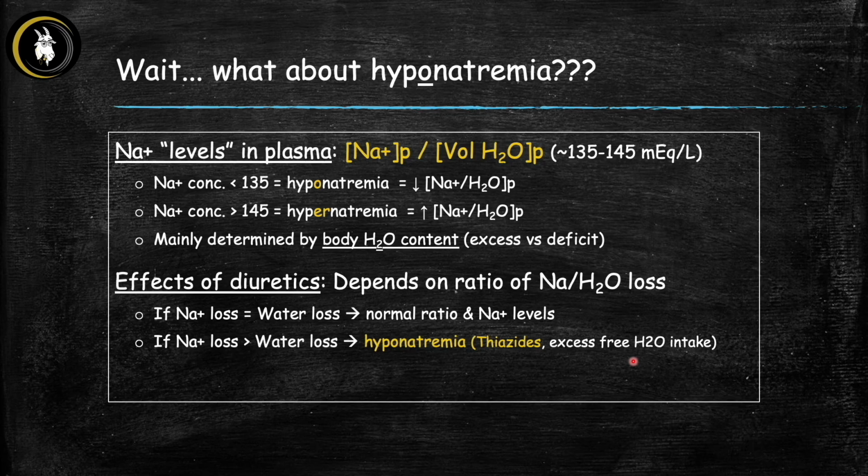So the bottom line with hyponatremia and diuretics is that hyponatremia is the most common electrolyte abnormality that you're going to see. And most of the time it's induced by medications, commonly diuretics, but it's not going to happen all the time with diuretics. And the main culprit are the thiazide diuretics.